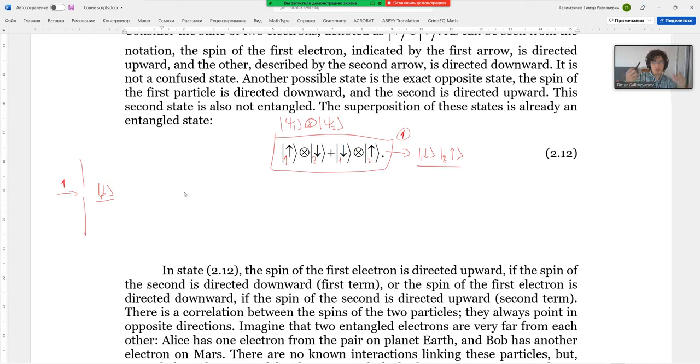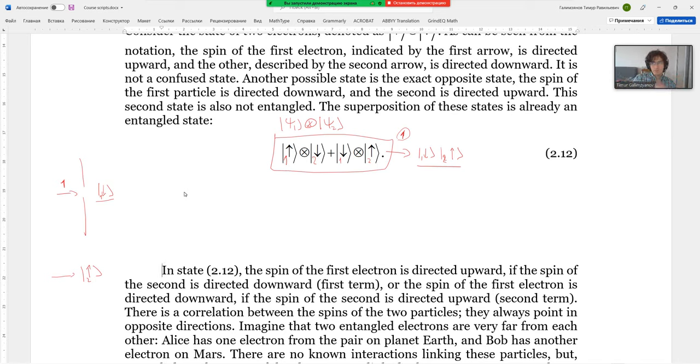There is no superposition of spin up and spin down for the second particle. After the measurement of the first particle, the second particle, which didn't know anything about the first one, immediately, without measurement, goes to the state up. And if for particle 1 we get spin up, we immediately get spin up for particle 2. This kind of state is called an entangled state, because these two particles are entangled.